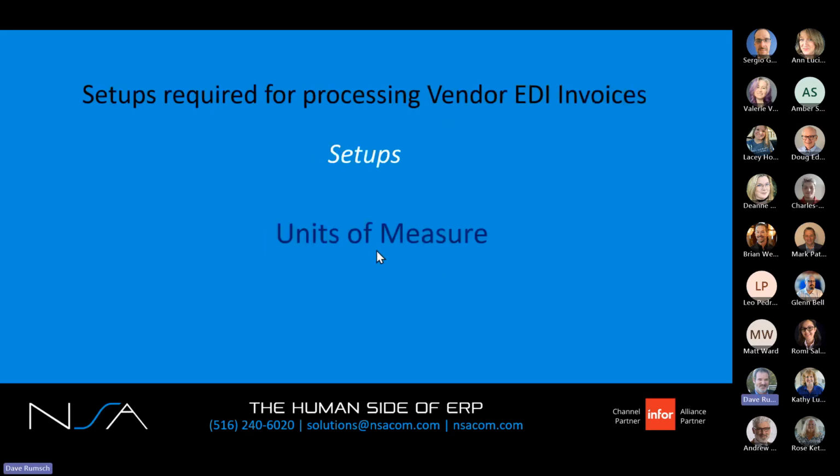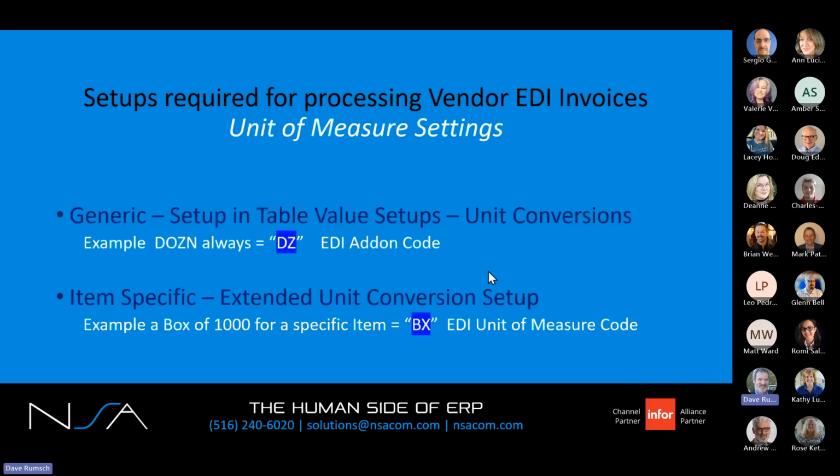So units of measure, what needs to be set up in the software for units of measure? There are two places that you do that. One is in the generic setup of table values. And in there, you're going to set up unit conversions. For example, you might set up the 4-character DOZN always equals DZ as the EDI add-on code, so that every time you transact business for a dozen, it already knows they'll send back and forth DZ, which will mean 12 to 1.